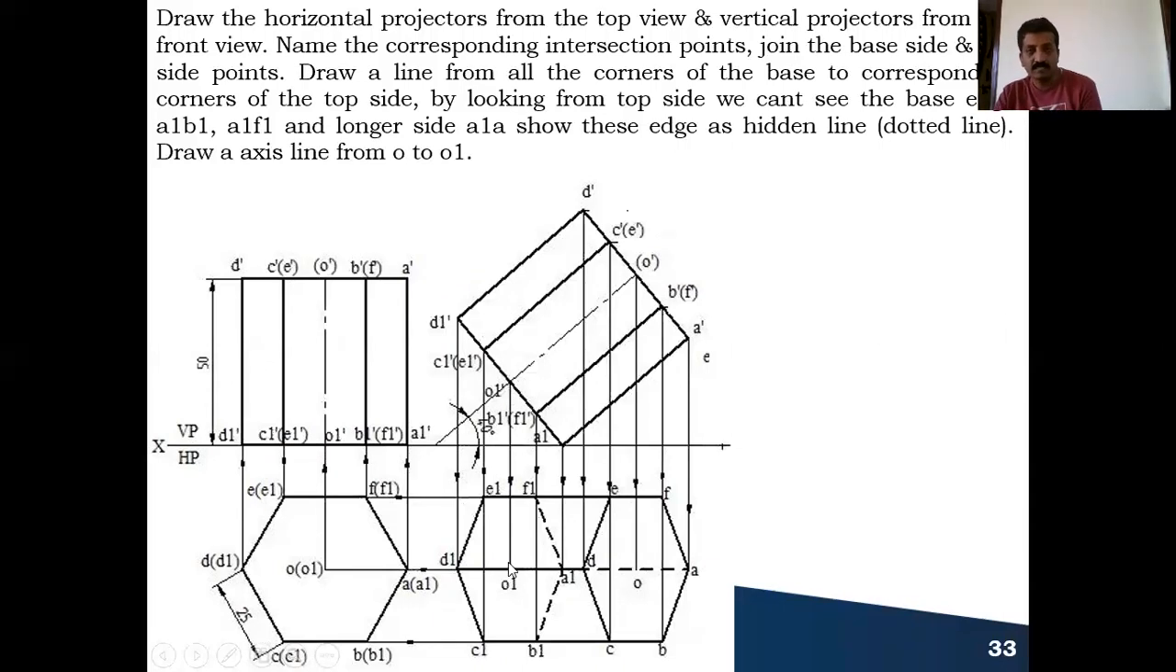Similarly, the top face points, A is here, A dash is here, this is A. B is here, B dash is here, this is B. C is here, C dash is here, this is C. D is here, D dash is here, this is D. E is here, E dash is here, this is E. F is here, F dash is here, this is F. And the axis point O is here and O dash is here, this is O.